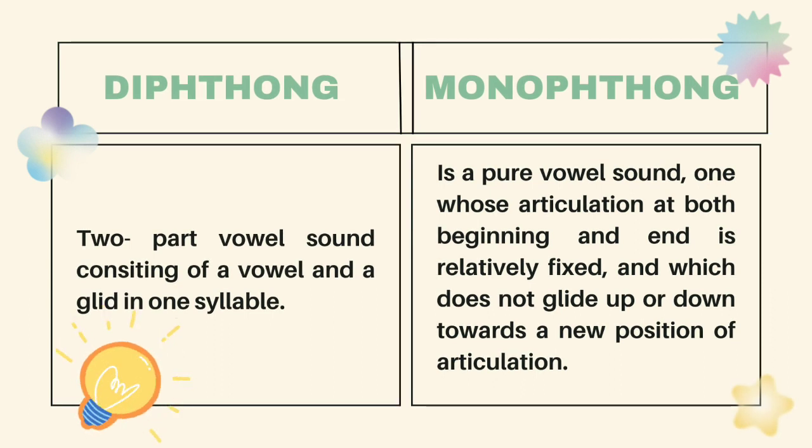So what is diphthong and monophthong? A diphthong is a two-part vowel sound consisting of a vowel and a glide in one syllable, while a monophthong is a pure vowel sound, one whose articulation at both beginning and end is relatively fixed and which does not glide up or down towards a new position of articulation.